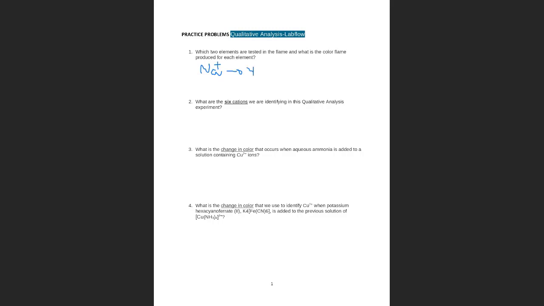So which two elements are tested in the flame? One is sodium, and the other? The other one was potassium. Yeah. Very good. The other one is potassium. What is the color of the potassium? That would make a lavender flame. Very good, but very blue top.